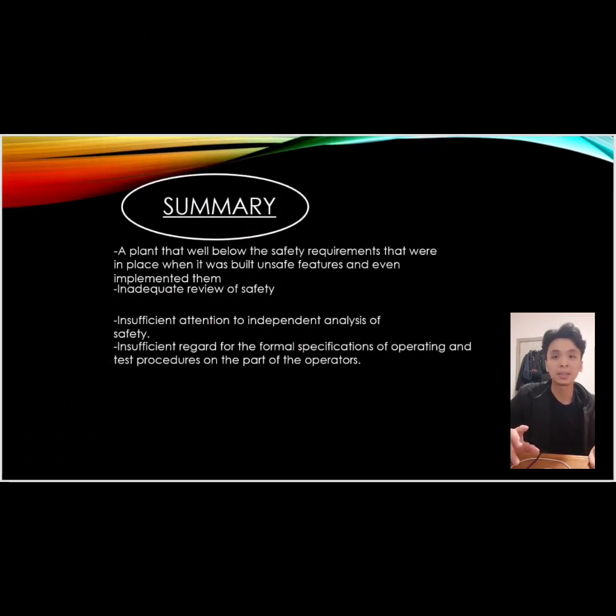To summarize this, we can conclude that the plant was well below the safety requirements that were in place when it was built, had unsafe features, and even implemented them. Another one is insufficient attention to independent analysis of safety.